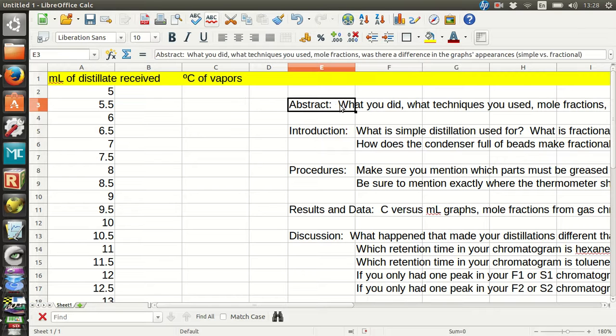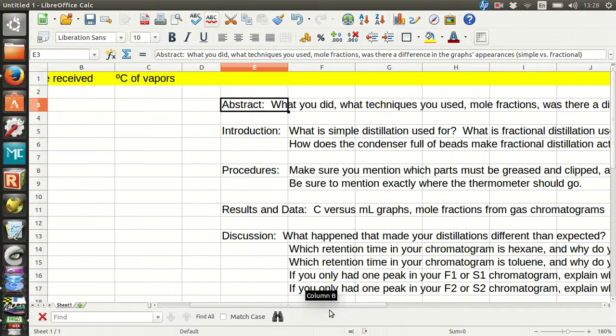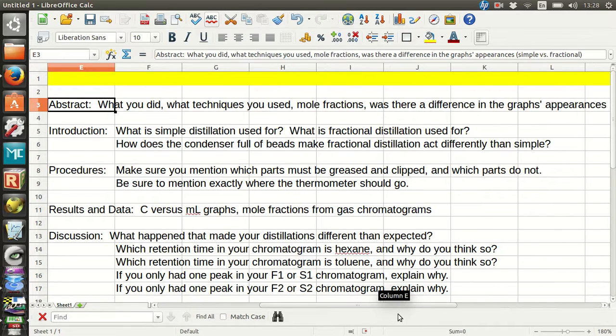For your abstract, please say what you did, what techniques you used, simple and fractional distillation, and then please report the mole fractions that you found on your gas chromatograms, and then please report whether or not there was the expected difference in the graphs' appearances. The graphs, I will tell you how to make your graphs. And there's an appearance that you should expect, and then there's the appearance that you actually got. So I'm not sure how that's going to turn out for you, but more soon.